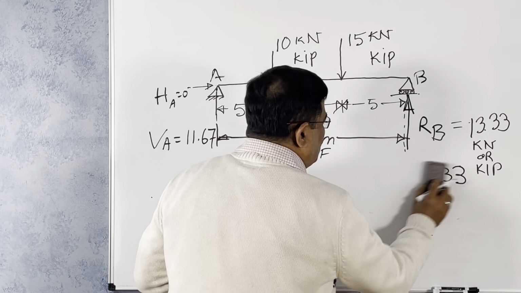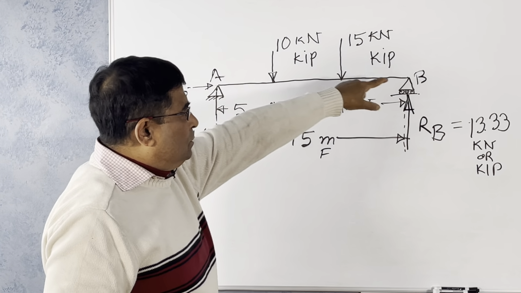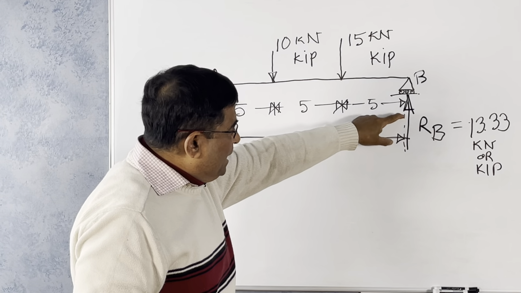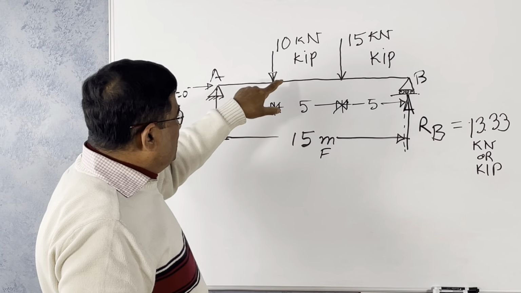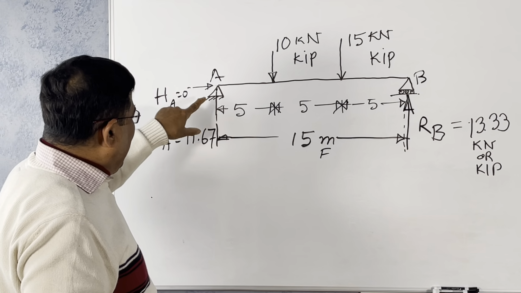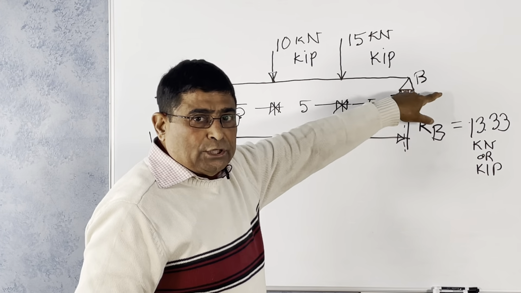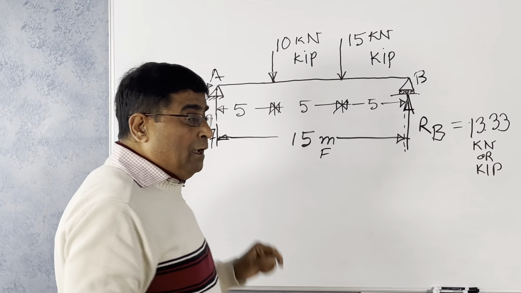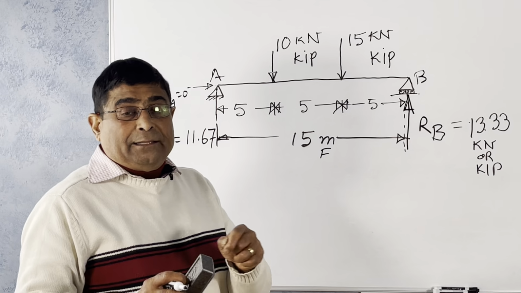Now I'll be showing you one trick. When you see the heavier load closer to a reaction, you automatically know the reaction value will be bigger than the other side. Here you see 10 kilonewton is closer to A, but 15 kilonewton is closer to B. So the heavier load is closer to B. Somehow if you find in calculation, some error, that this is smaller but this is bigger, then you should recalculate it. You have to find out why it is so. You might have made some mistake.